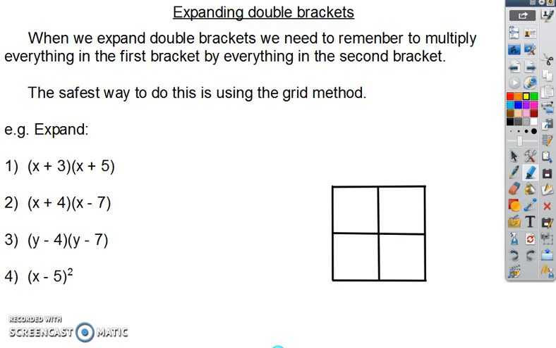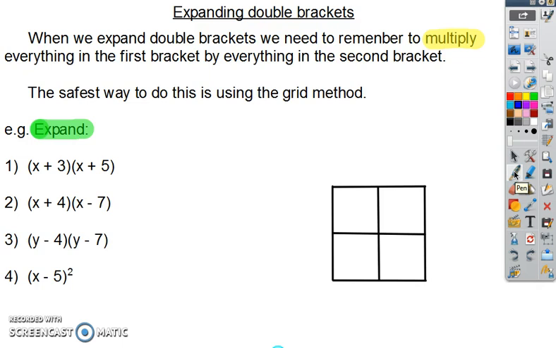When we expand double brackets, we need to remember to multiply everything in the first bracket by everything in the second bracket. I'm going to highlight multiply here, because when we're expanding brackets, we're remembering to multiply everything. The safest way to do this is by using a grid method, so I've drawn myself a grid ready just around here. In our example, the question starts off with expand. If we're being asked to expand, we've got to remove the brackets from an algebraic expression.